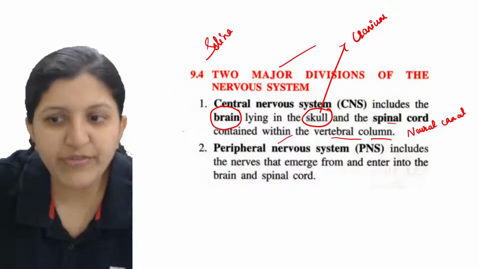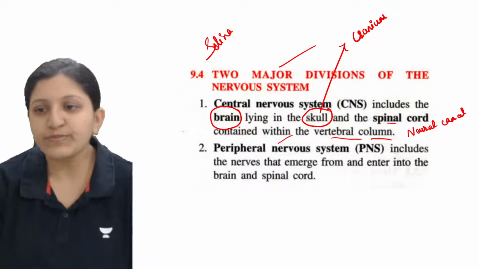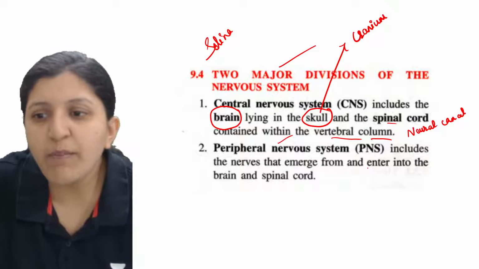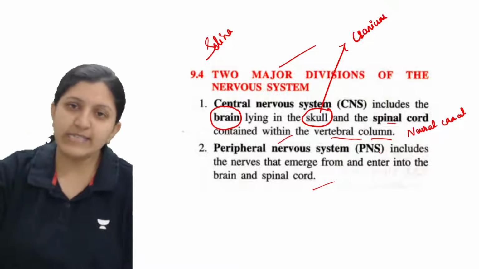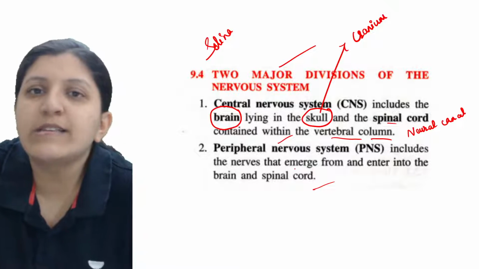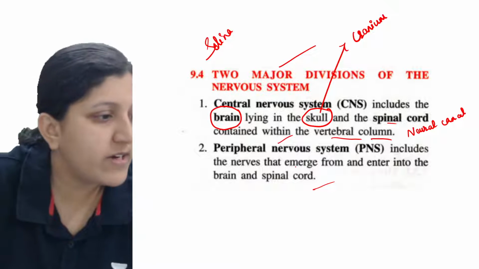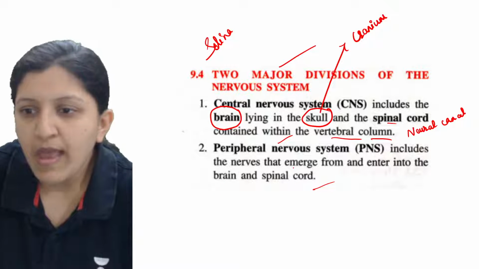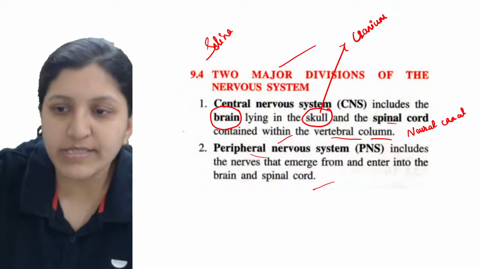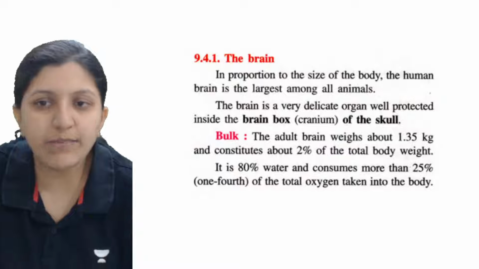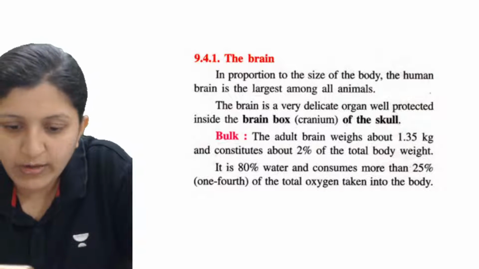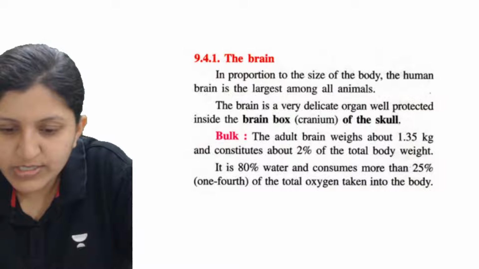Then there is the peripheral nervous system, PNS. This includes nerves that emerge from and enter into the brain and the spinal cord. So there are nerves which are emerging, and those nerves are considered under the peripheral nervous system. Let's have a look at the brain structure and arrangement. Any doubt in this part? I hope you guys have understood.